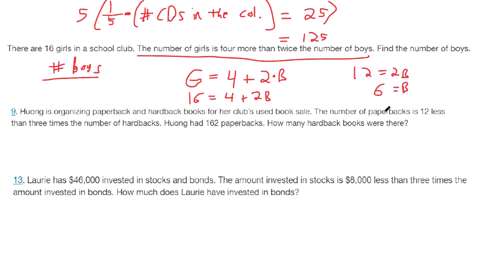Okay. There's 6 boys in the class. And that makes sense because the number of girls is 4 more than twice the number of boys. So twice the number of boys gives us 12, and 12 plus 4 gives us 16.